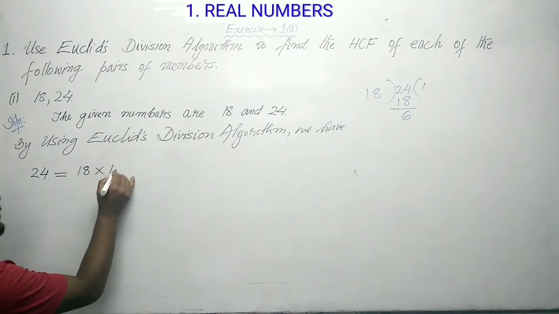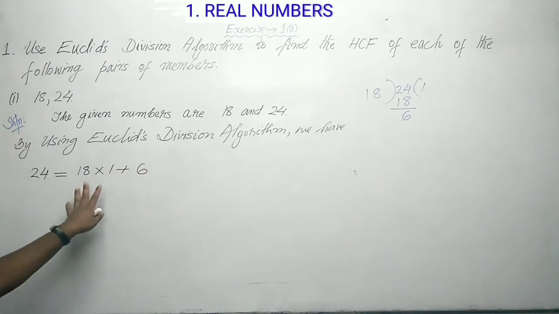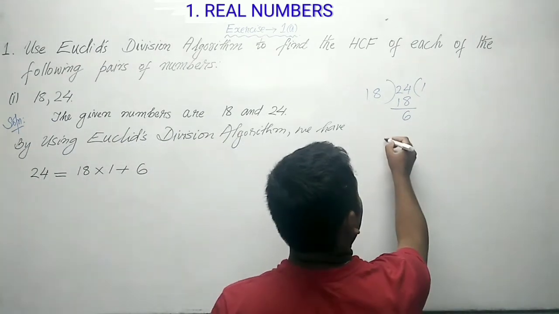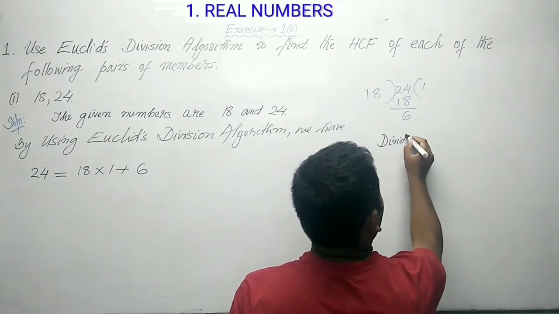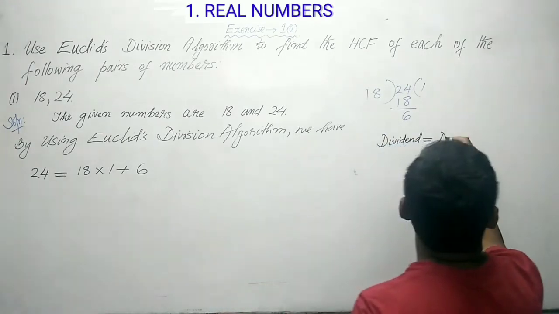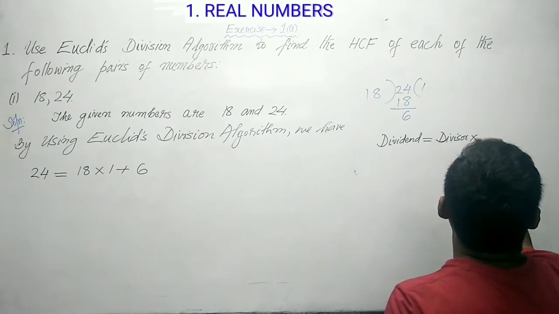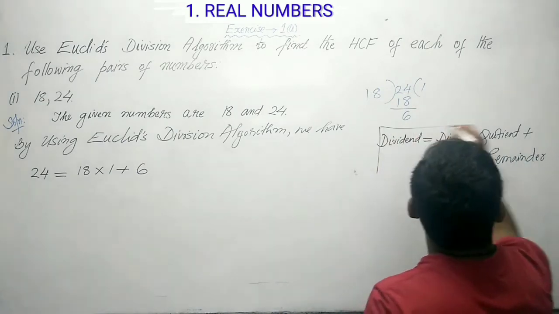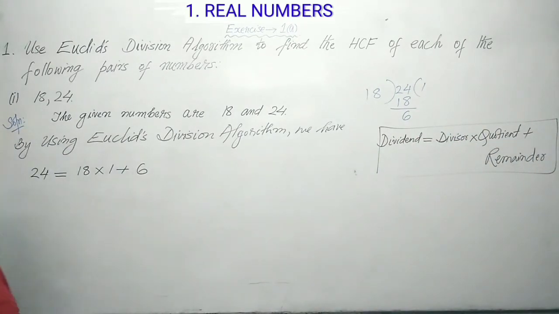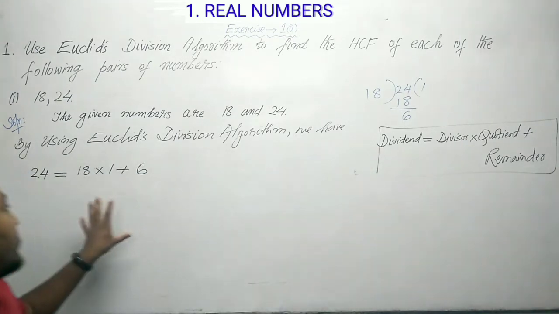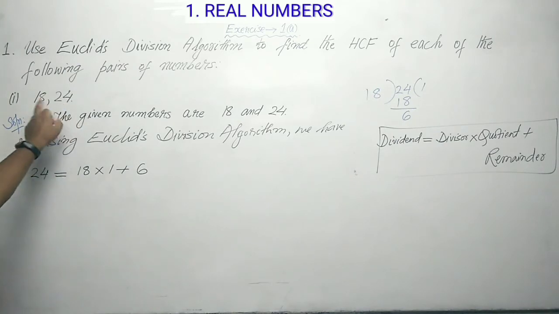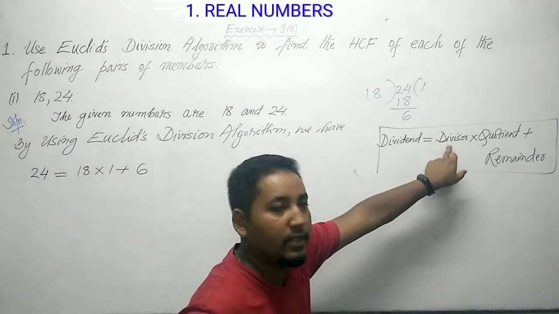Now, this 24 can be written using Euclid's division algorithm as 18 into 1 plus 6. Now, how can I write this one? If you recall, there is a formula which says dividend equals divisor into quotient plus remainder. So this is our Euclid's division algorithm. So using this method, we will find out the HCF of 18 and 24. Among these two, which is bigger, 24? So divide 24 by 18 and write it in this form: divisor into quotient plus remainder.